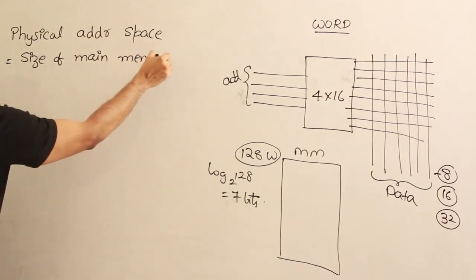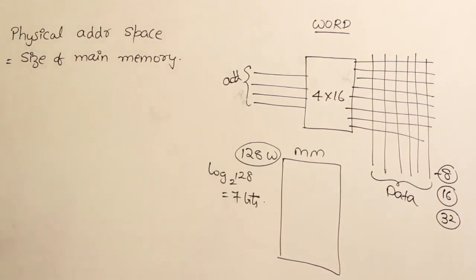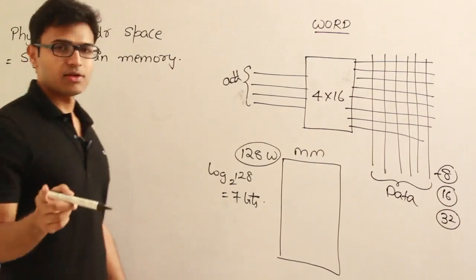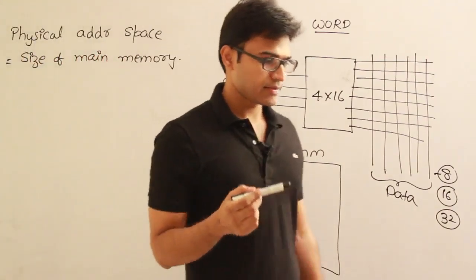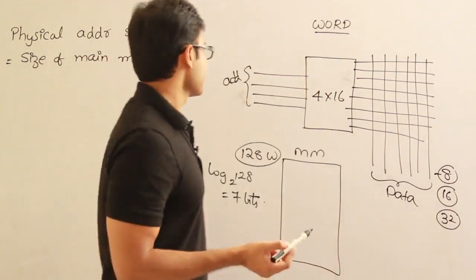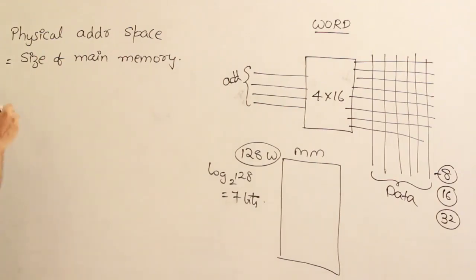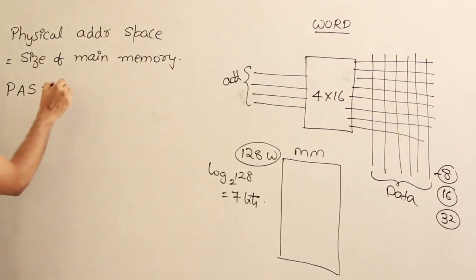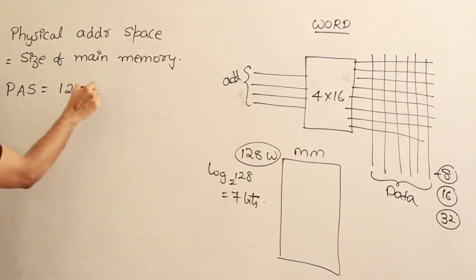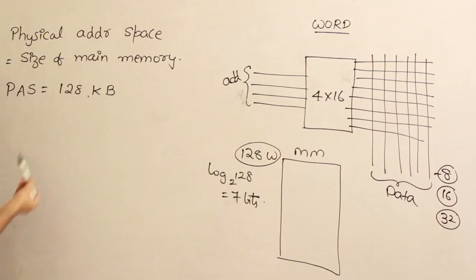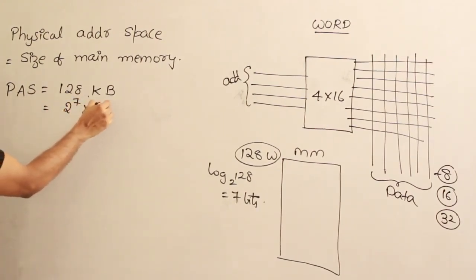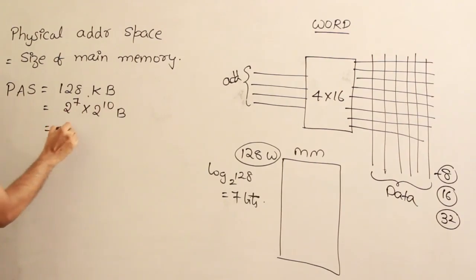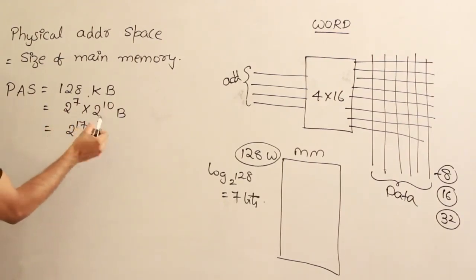So generally they will give it in words, right? In case they don't give it in words, it is better that you convert it into words. So sometimes they will say that the physical address space is, let us say, 128 KB, 128 kilobytes, right? Then how much is this? 2 power 7 into 2 power 10 bytes, right? So what is it? 2 power 17 bytes. This is what they are given.